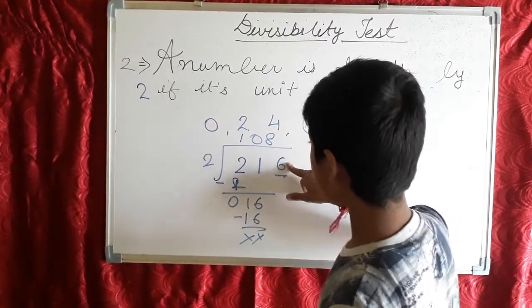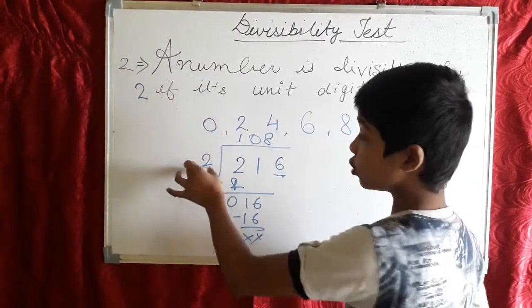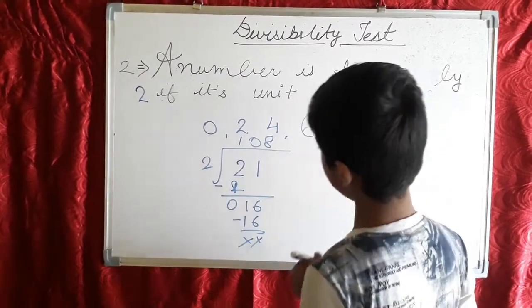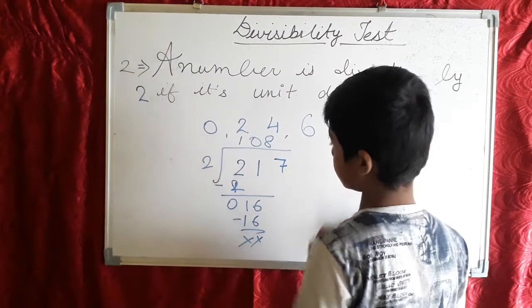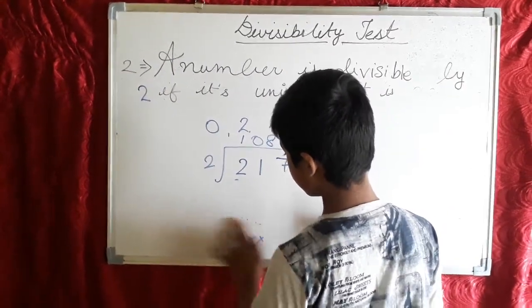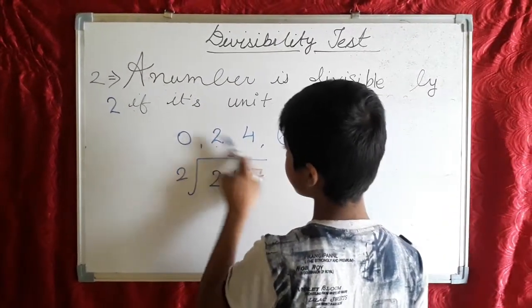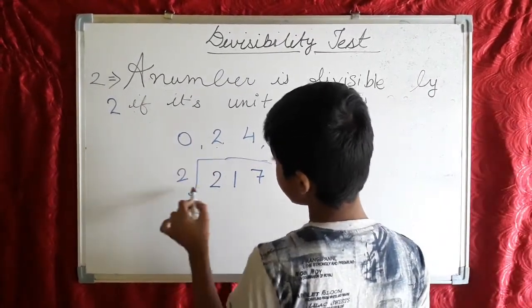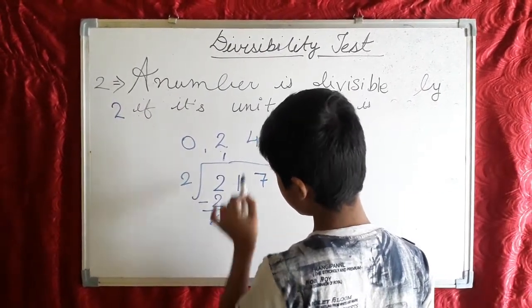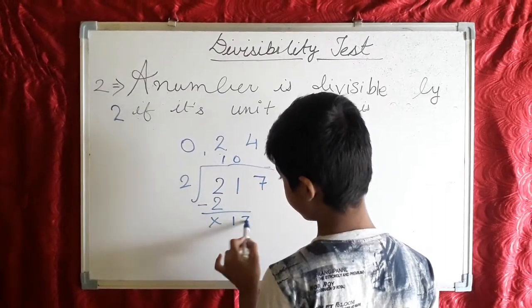If the unit digit is not 0, 2, 4, 6, 8, then the number can't be divisible by 2. For example, if we take 7 here, it won't be divisible. See, we are going to show you. See, 2170: we will write 2 ones are 2, then 0, 1, then 17 will become.